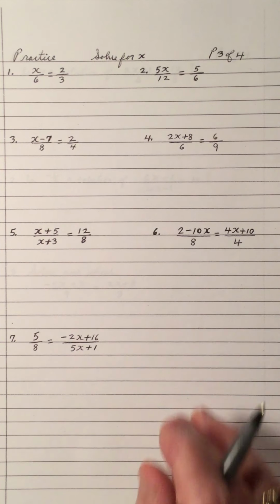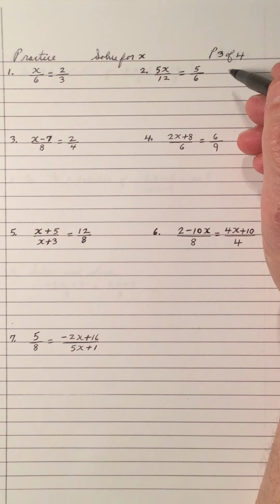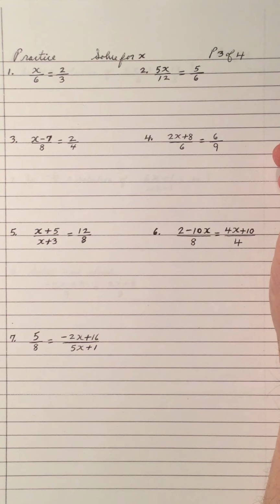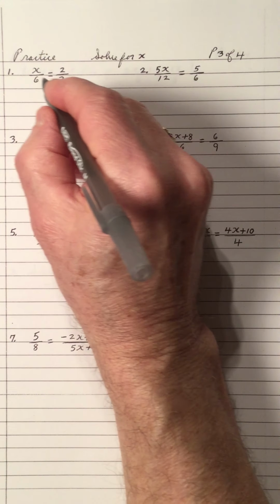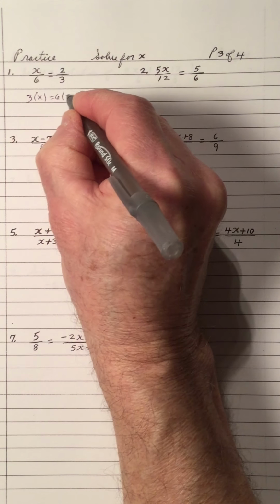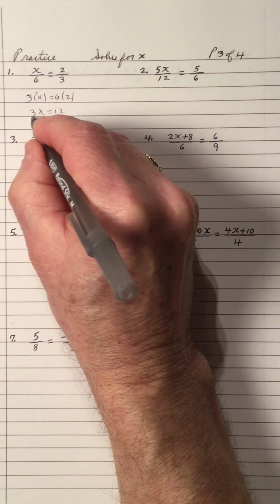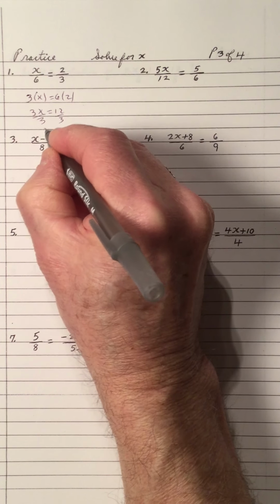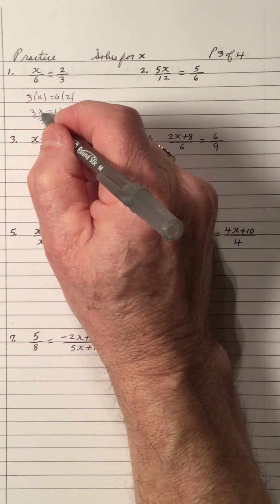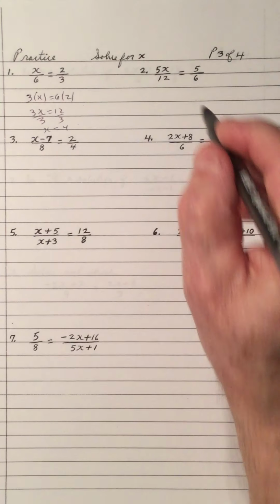Practice. What does practice mean? Pause the video and work these out. When you get it all answered, then play the video to see if you're right. So x times 3 is 3 times x equals 6 times 2. 3x equals 12. Divide by 3, x equals 4. Again, you could have said 3 times x is 3x and 2 times 6 is 12 without writing this step.